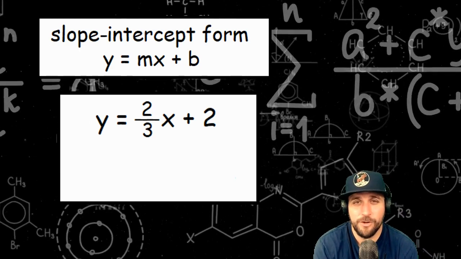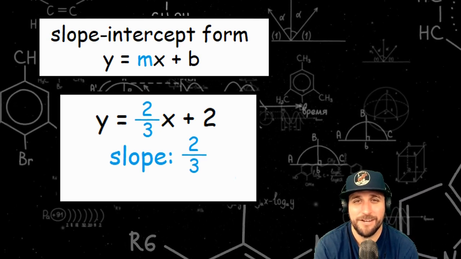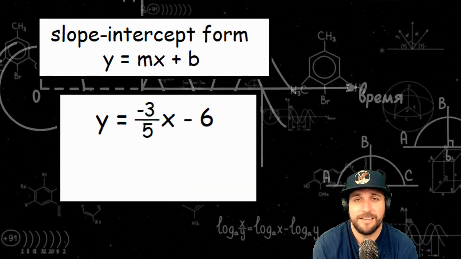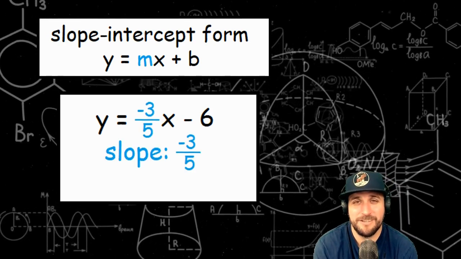Example 3, my slope is 2/3. That's the number multiplying my x. And my y-intercept is +2. That's the number getting added. Example 4, my slope is -3/5, and my y-intercept is -6.